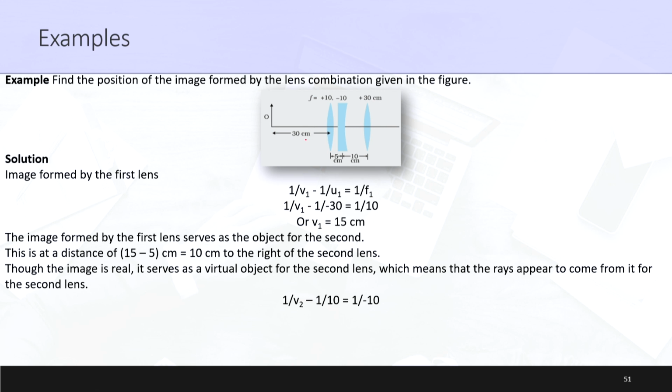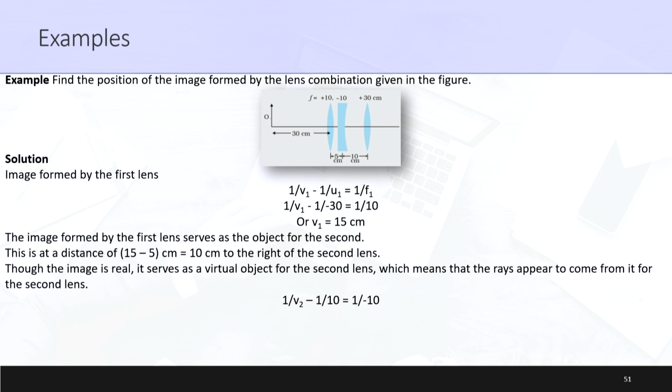You know that by sign convention you have to write u as minus 30. Therefore, u as minus 30 will get you 1 by v1 is equal to 1 by 10 minus 1 by 30, hence v1 is equal to 15 centimeters. Okay. So, what does it say? That the image formed by the first lens serves as the object for the second, and this virtual object is nothing but at 15 centimeters from the first lens.